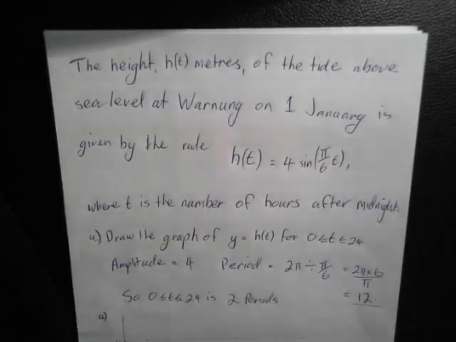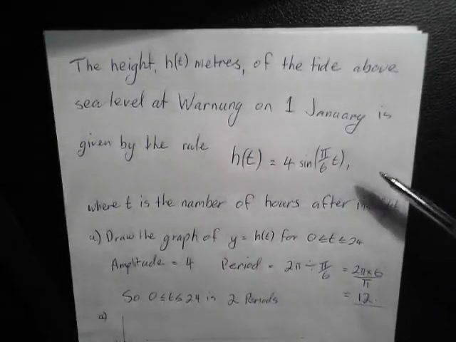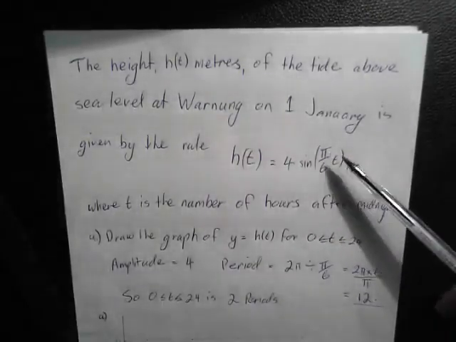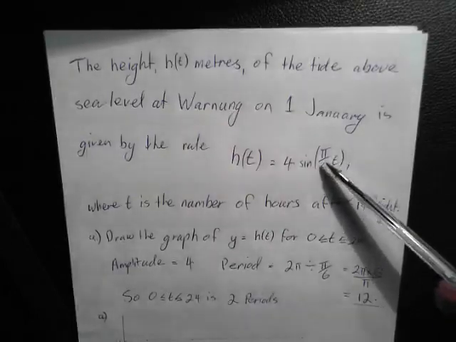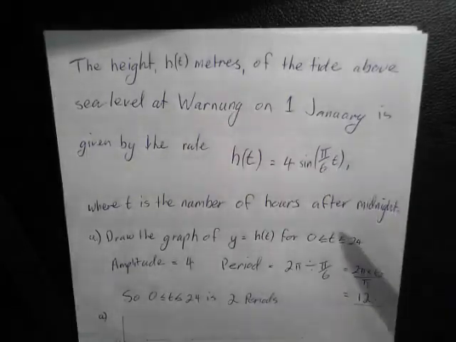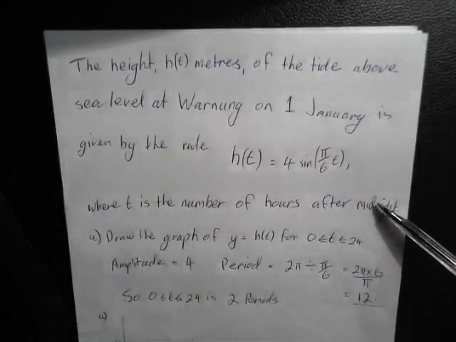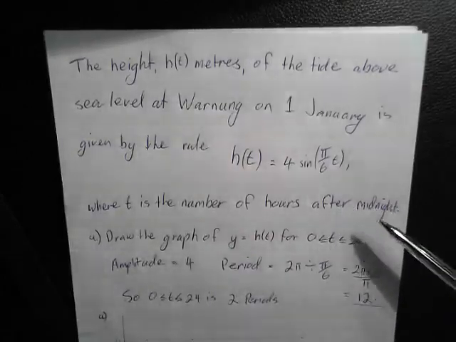So the example reads, more or less, the height h of t meters of the tide above sea level at Warnung on the 1st of January is given by the rule h of t equals 4 sine pi on 6t. Okay, so the first thing you want to look at when you look at this function is to see that this n value is a pi over something. It's usually pi over 6, it can be pi over 12, but it's either pi over 6 or pi over 12 for these type of problems, where t is the number of hours after midnight. So 0 is midnight, okay?